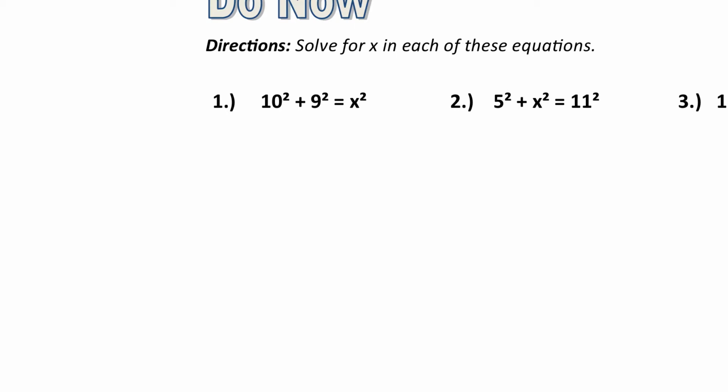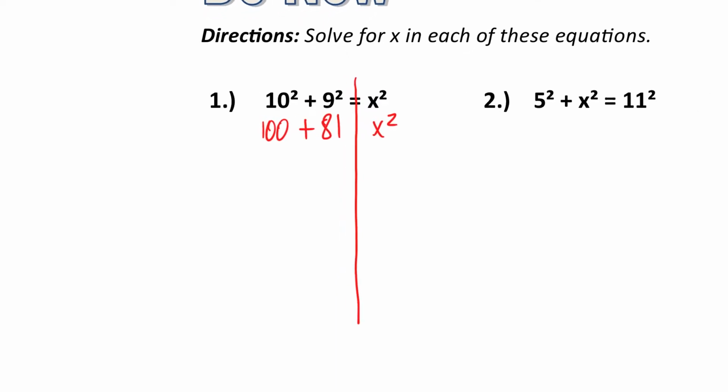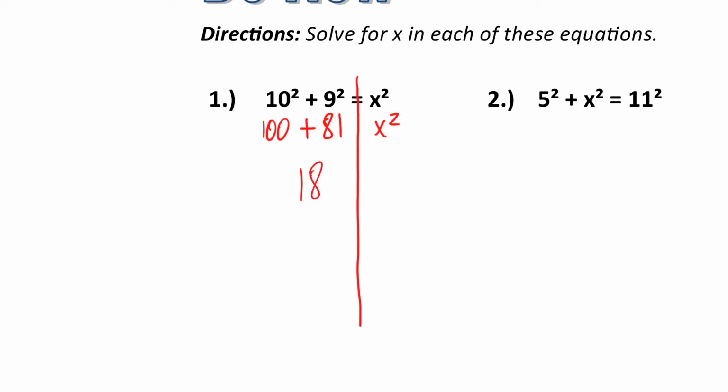Okay, so solving for x here, what is 10 squared? 100. What's 9 squared? 81. Okay, equals x squared. What's 100 plus 81? 181. So 181 equals x squared.